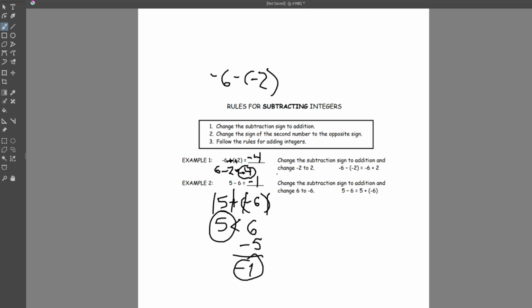And that's it. So to recap, all you have to do with a subtraction problem, whether it's with integers or rational numbers, is you are going to have to change it into an addition problem, or think of it as an addition problem. And that's it.